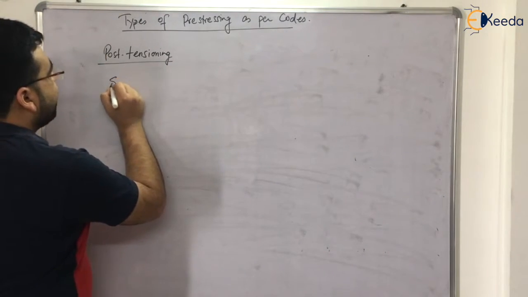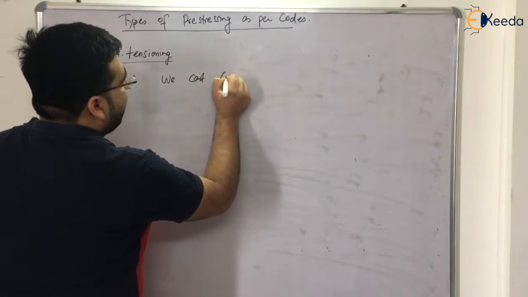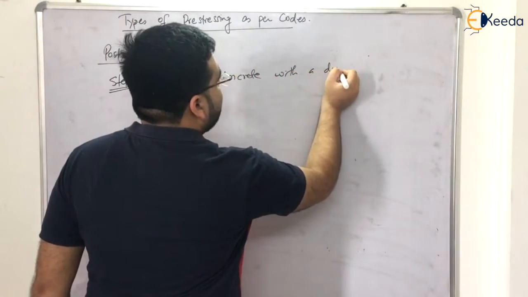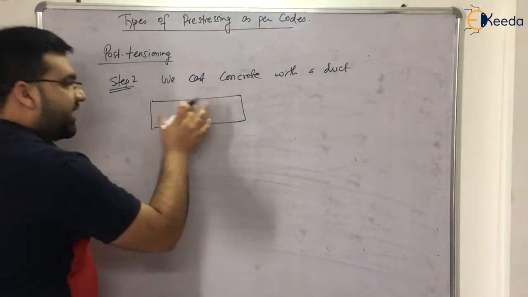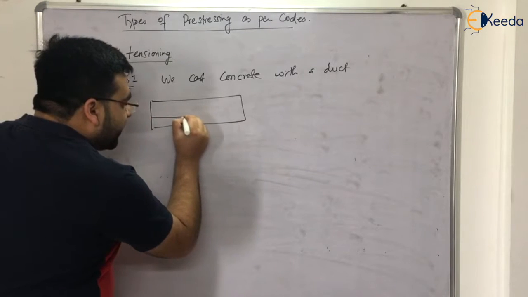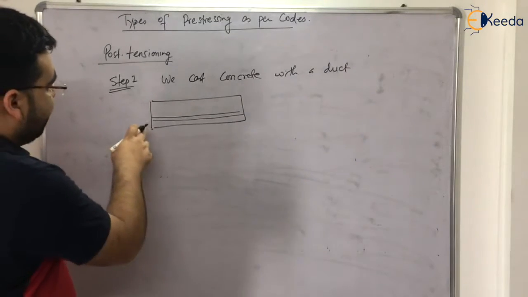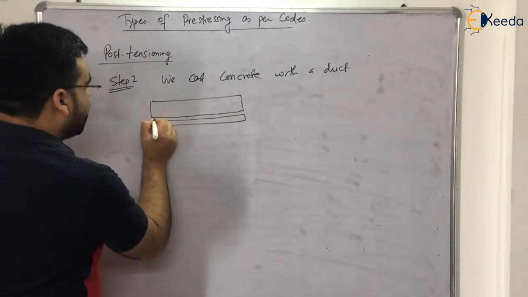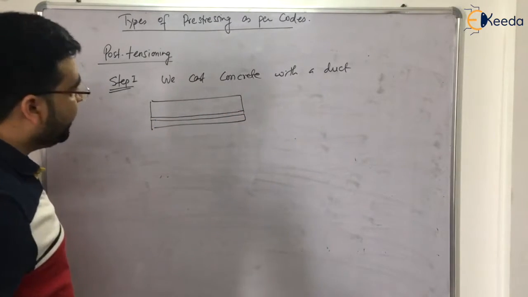So what is done is, step 1, we cast concrete with a duct. Let us say this is a beam. Whatever shape and size we want, we cast a beam, but we leave a duct here. There will be some empty spaces. So we leave a duct here, like this. Simple. Clear?